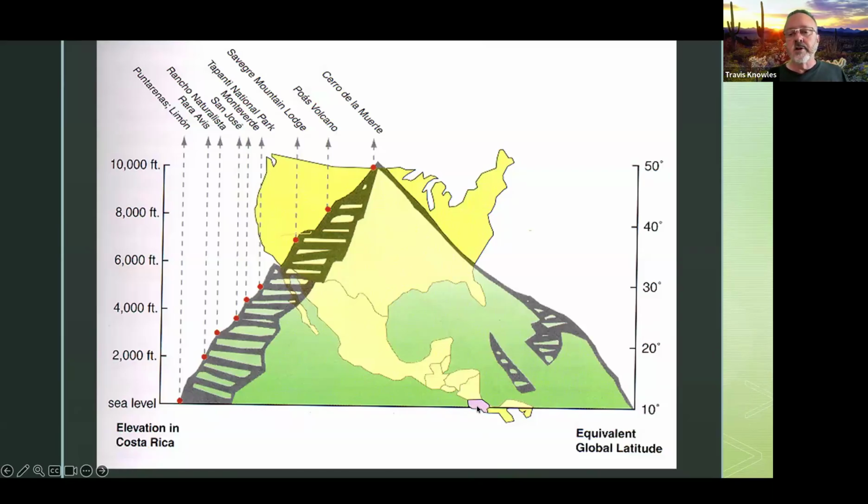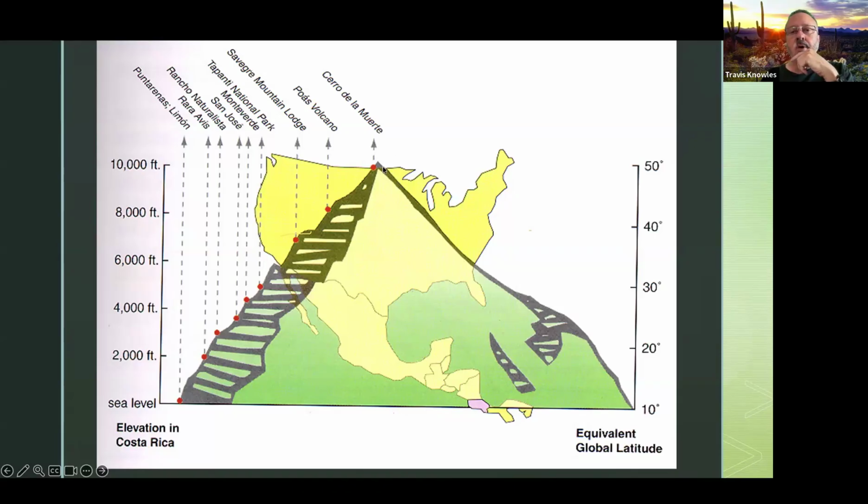All right, this is a mountain in Costa Rica. I used to teach this class in Costa Rica many years ago, and that's where I pulled this slide from. There's a mountain here where my cursor is called Cerro de la Muerte, which is just over 10,000 feet in altitude. At the base of that mountain at sea level, you find tropical species. As you go up that mountain from 2,000 to 10,000 feet, you find these bands of species that are quite different from the ones you find at sea level.